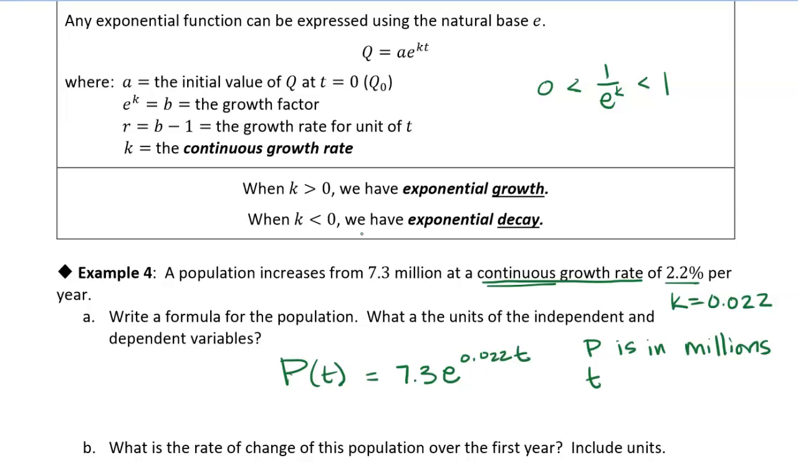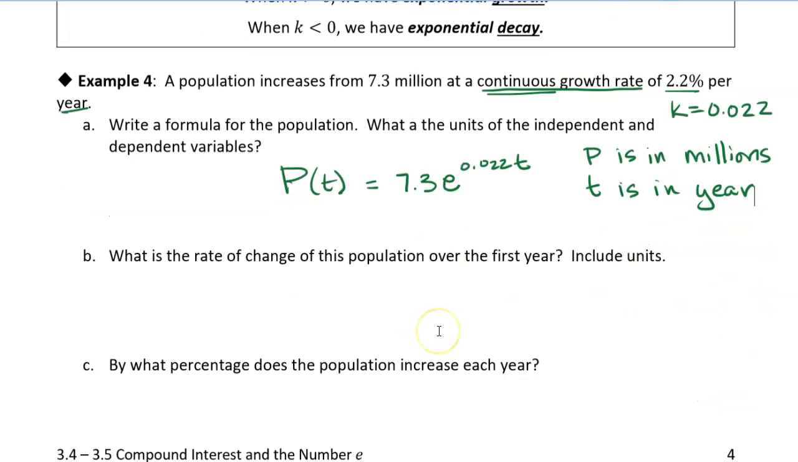All right, so P, the population, is going to be in millions, and T, because this continuous growth rate is given per year, then my t has to be in years. So it has to match whatever the continuous growth rate tells you, whether it's per year or per week or per month or per day or whatever. Those are the units of the independent variable t and the dependent variable P.